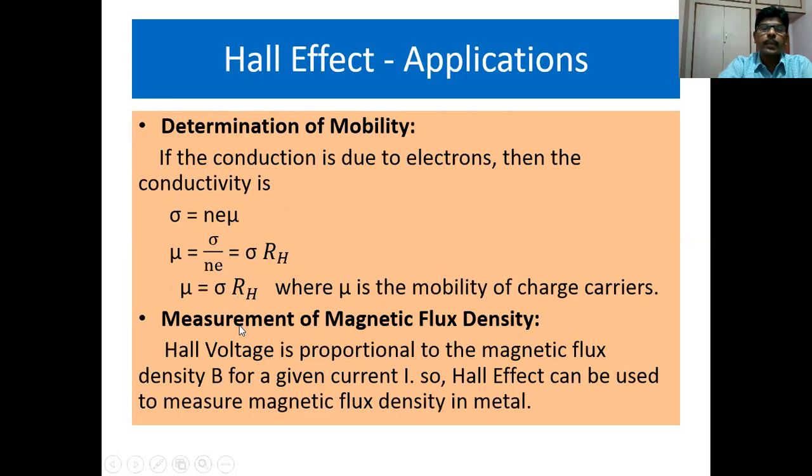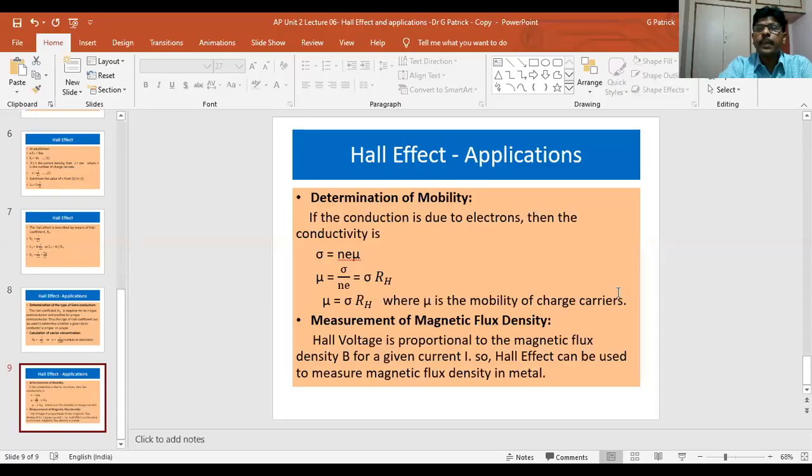Likewise, we can measure the magnetic flux density. Hall voltage is proportional to the magnetic flux density B for a given current I. So Hall effect can be used to measure magnetic flux density in metals. So in this particular lecture, we have studied what is Hall effect and what are the various applications of Hall effect.